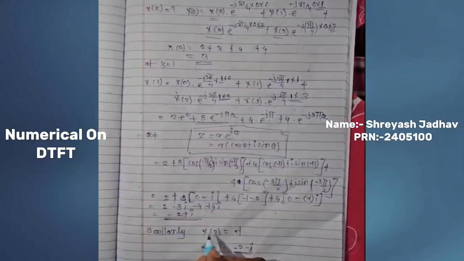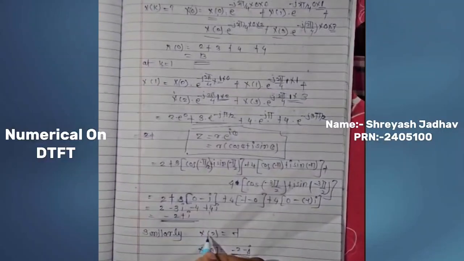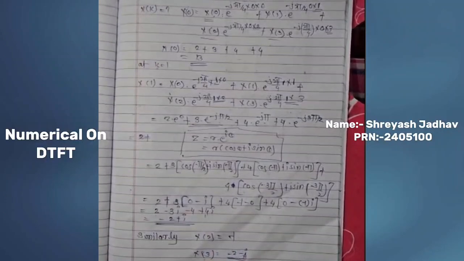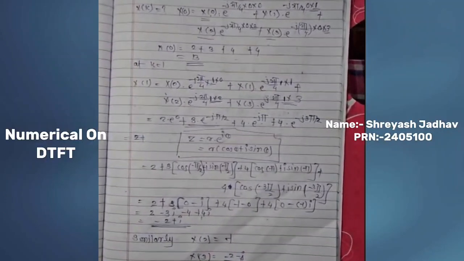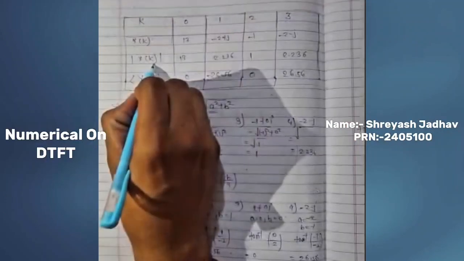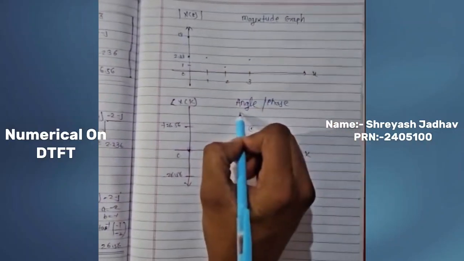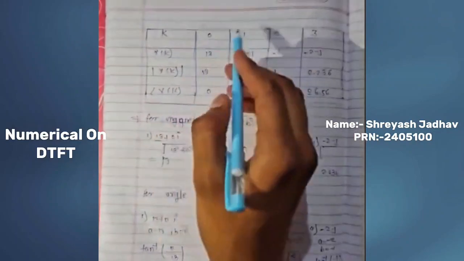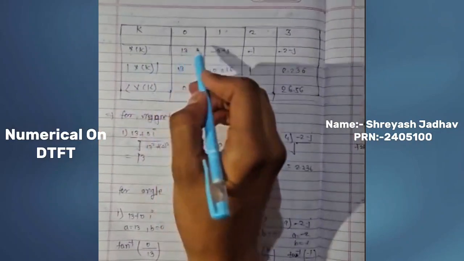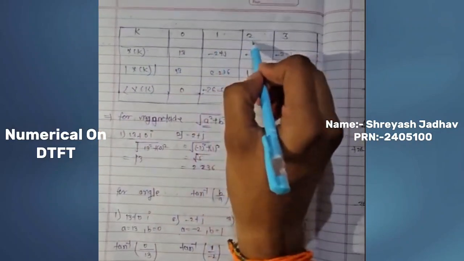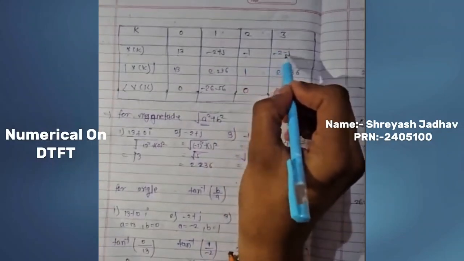Similarly, we can find x of 2 and x of 3. At k is equal to 2, the answer is minus 1, and at k is equal to 3, the answer is minus 2 minus j. From this table, we will calculate and plot the graph of magnitude spectrum and phase spectrum. In this, at k is equal to 0, x of k is equal to 13, at 1 minus 2 plus j, at 2 minus 1, at 3 minus 2 minus j.